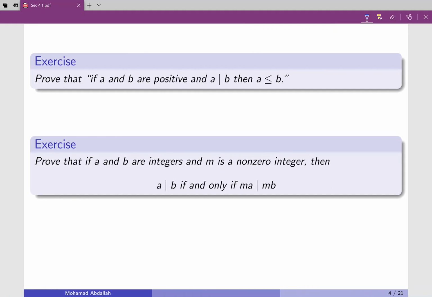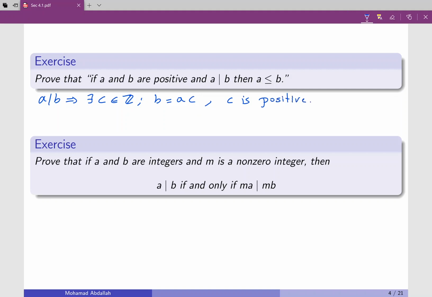Here's an exercise. Prove that if a and b are positive and a divides b, then a is smaller or equal to b. So if a and b are positive and a divides b, then I can say the following: there exists c in Z such that b is equal to a multiplied by c. Now I know one thing: I know that c is positive. Why is c positive? Because b and a are given to be positive.